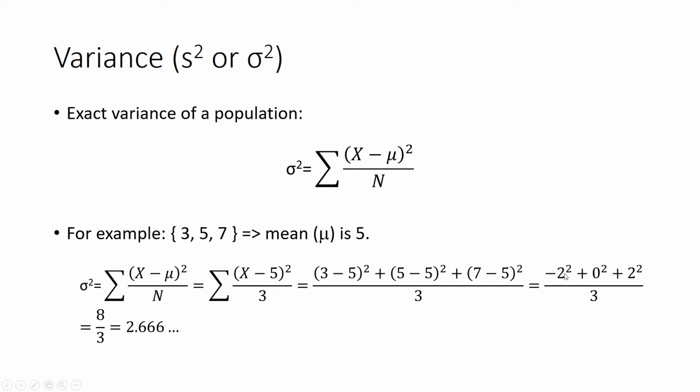Square each of those, otherwise they would cancel out. So minus 2 squared is 4, 0 squared is 0, 2 squared is another 4, 4 plus 4 is 8. 8 divided by 3 is 2.666, repeating. So that's our variance. It might seem like just a bunch of numbers right now, and in a way, kind of it is.